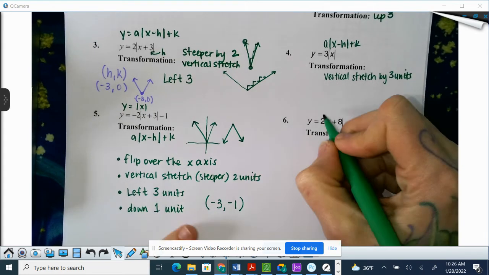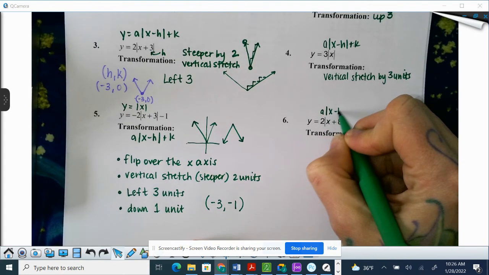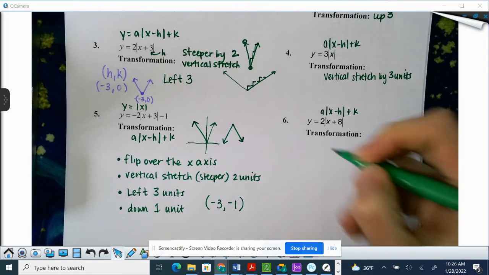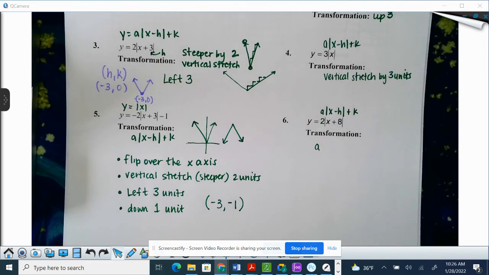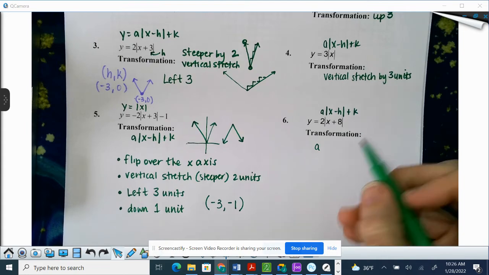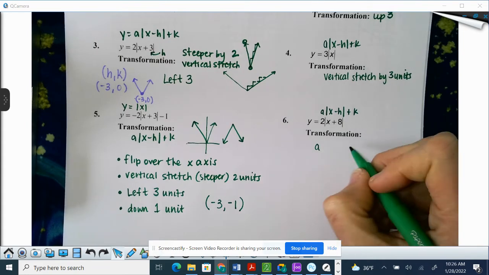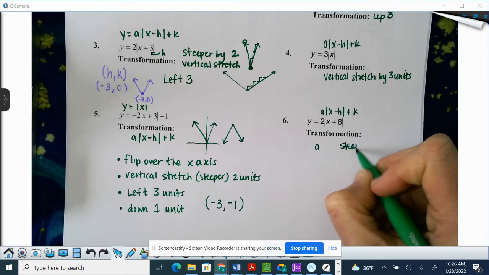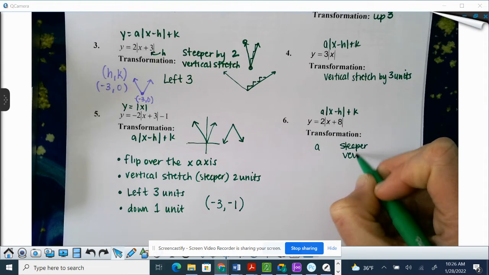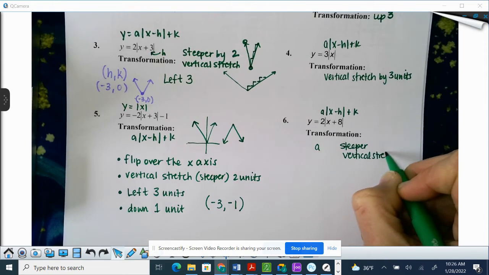a(x - h) + k. So a, there's no positive or negative, so it did not reflect over or flip over the x-axis. a is 2, so it is going to get steeper again. Vertical stretch by 2 units.